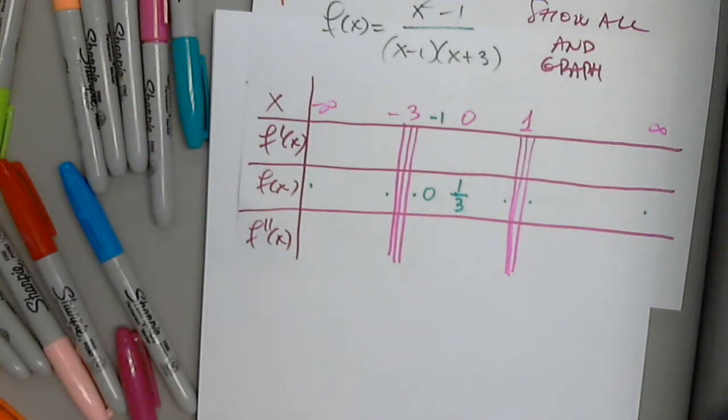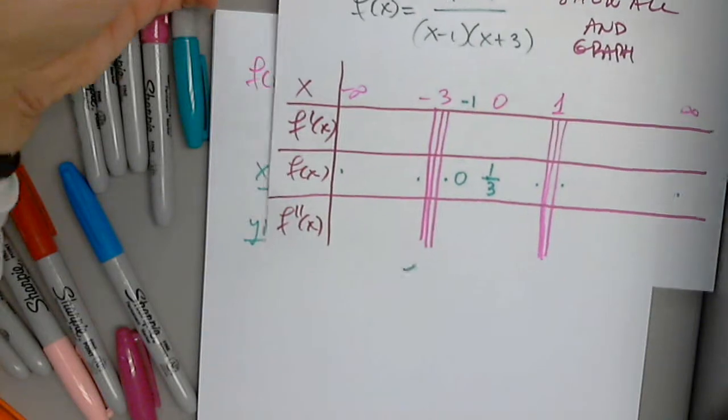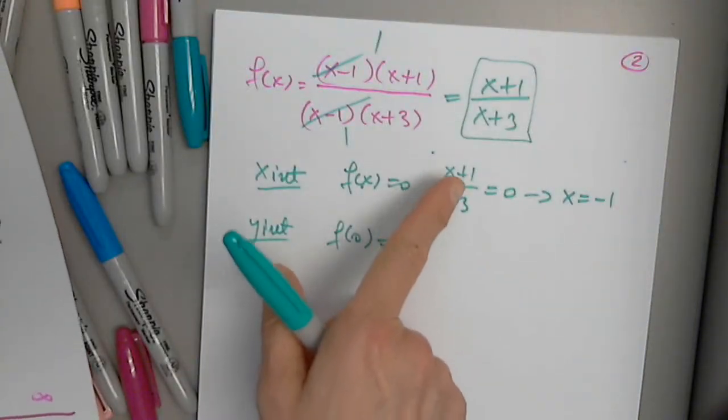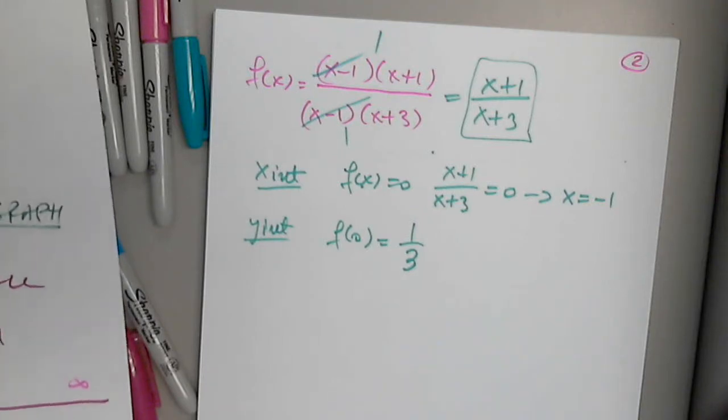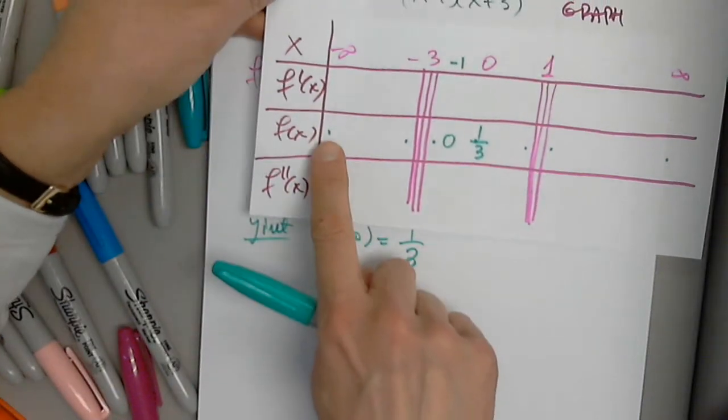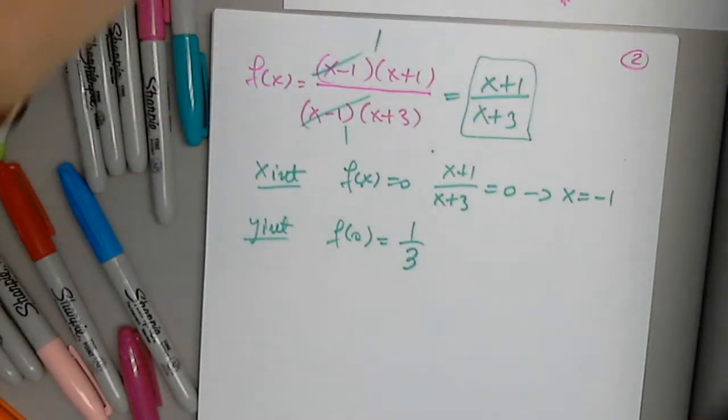Yes, please, Vanessa. How did you get that? F of 0, 0 plus 1 over 0 plus 3, so 1/3. Okay. Better? Very good.